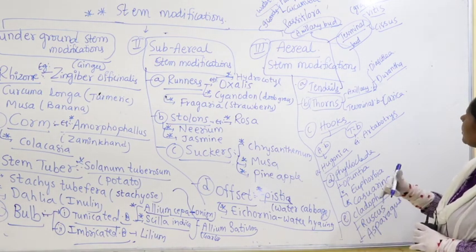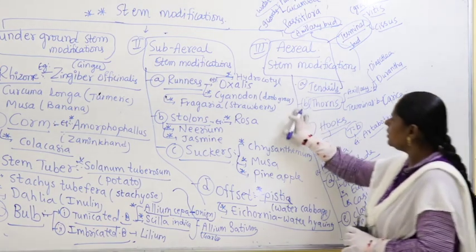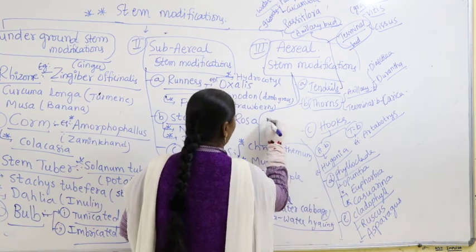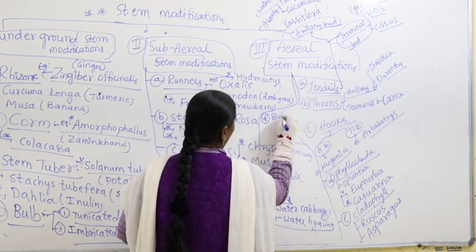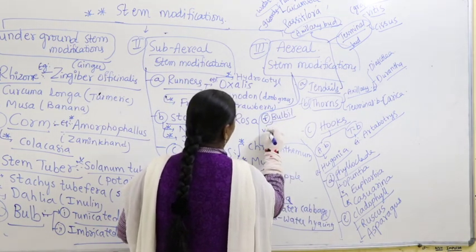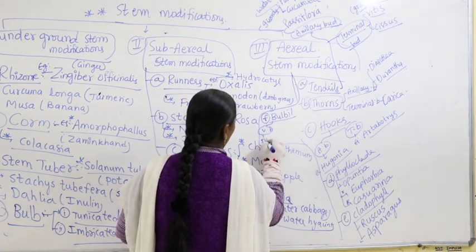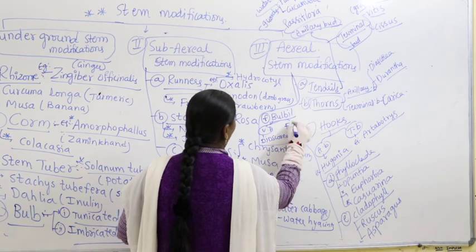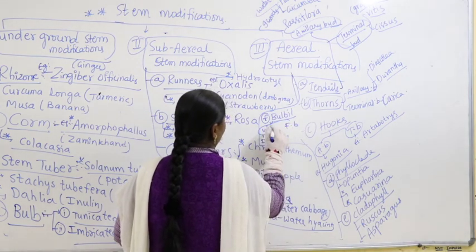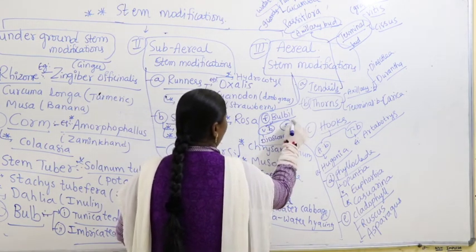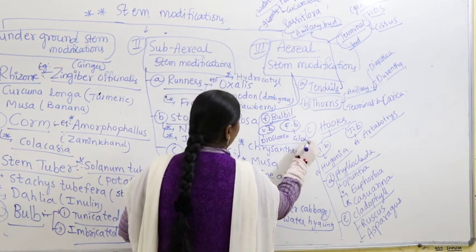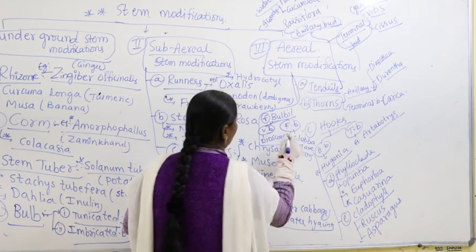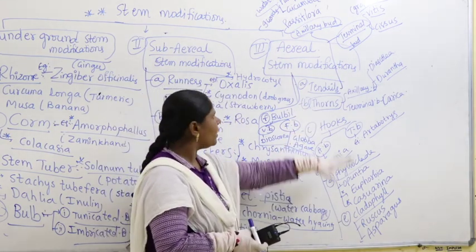Similarly, one more is left, right? What is that one more? I am writing here on aerial modifications. I am writing here E after F, bulbil. So, vegetative bud, Dioscorea, and floral bud. This is vegetative bud, right? And floral bud, Globba and Agave. In your notebook, you can continue writing, okay?